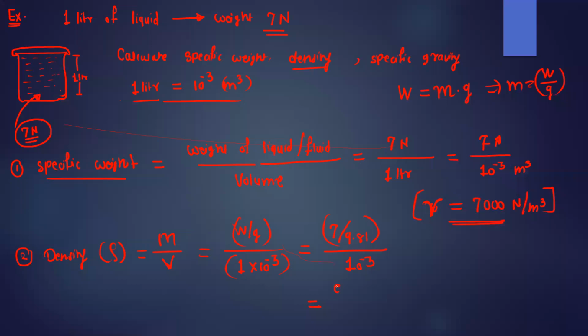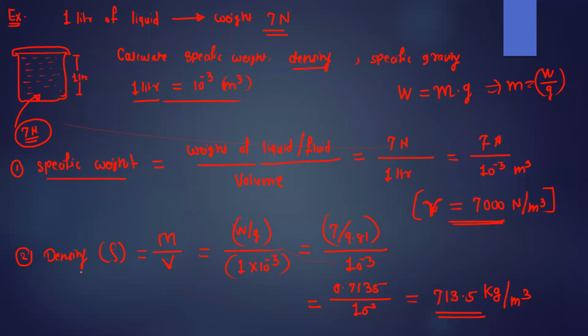So this is equal to 0.7135 upon 10 to the power minus 3. So finally you will get the answer as 713.5. Okay. And the unit will be kg per meter cube. So this is the density.